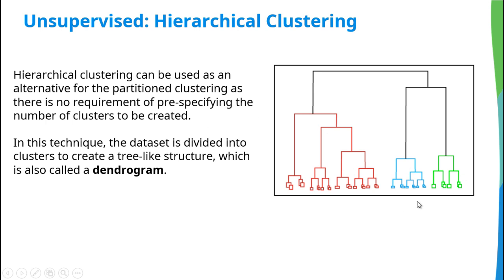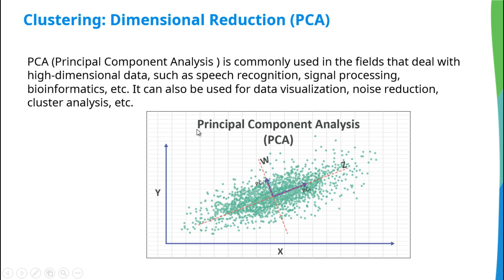So it gives us different groups. All right. So we also have what is called dimensionality reduction, PCA, principal component analysis, commonly used in fields that deal with high dimensional data. When data is high dimensional, you can apply PCA to reduce it, but not just reduce, you also need to retain as much information as possible, without losing information. Such as speech recognition, signal processing, bioinformatics, and so on. It can also be used for data visualization, noise reduction, and cluster analysis.